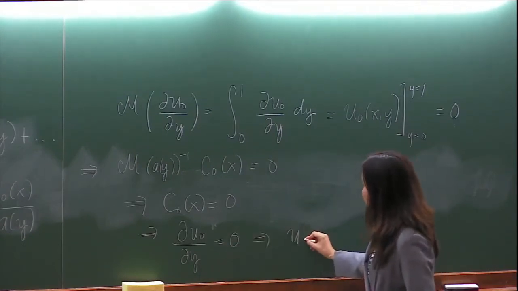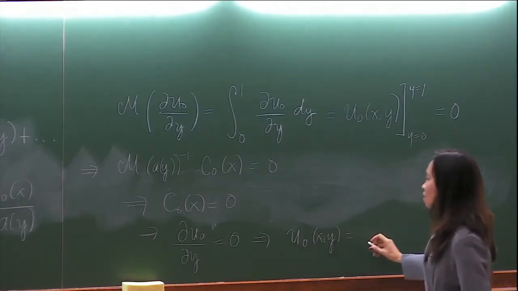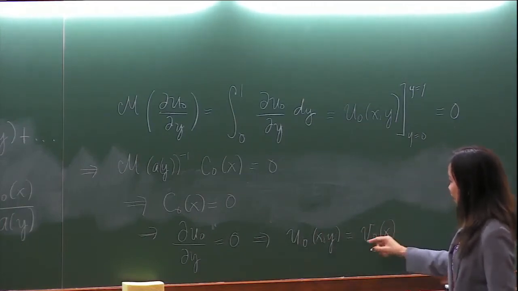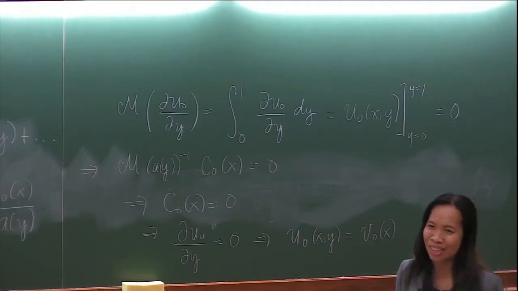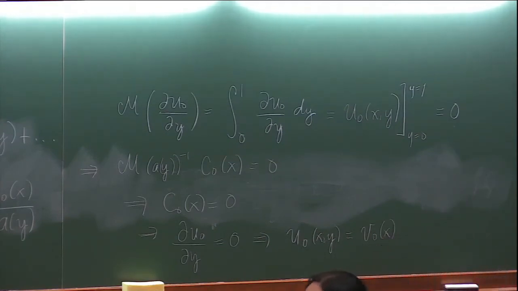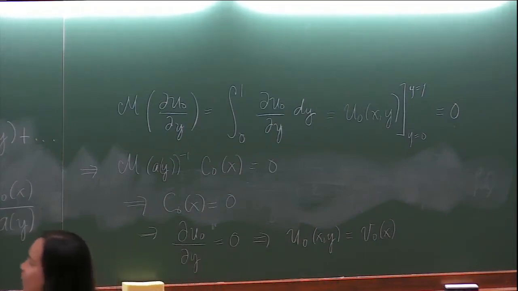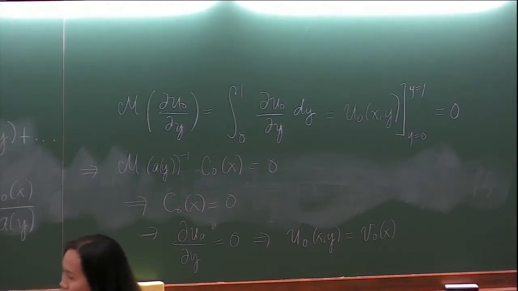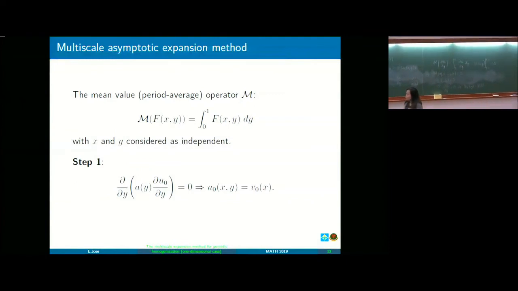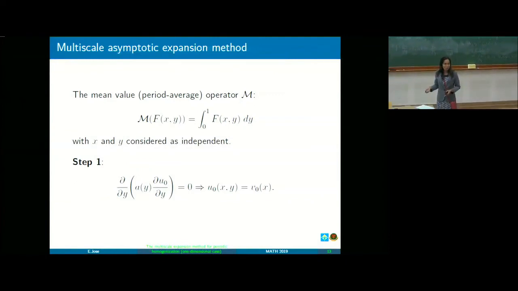And therefore, it's constant. So U zero of X,Y is just, of course you can take it as U zero of X, but let me just call it V zero of X. You can use U zero of X. No problem with that slide. So we are finished with that slide. Step two, of course, we have the second differential equation. We actually did not solve for U zero. We just say it's just a function of X. It's a constraint for U zero, which says that it's a function of X only.